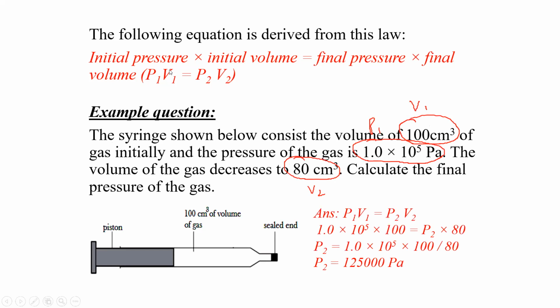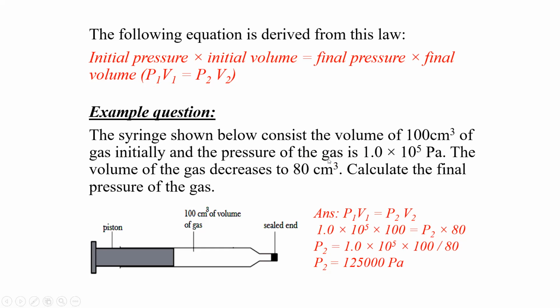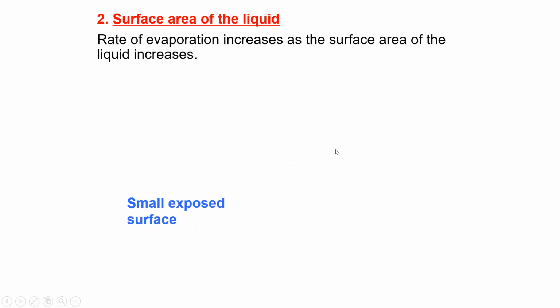So we'll use the formula P1 V1 equals P2 V2. So P1 is 1 exponent 5, V1 is 100, P2 we don't know, and V2 is 80. This 80 is multiplied on one side, on the other side it will be divided, and our final answer will be 125,000 Pascal. Is this example question clear? You just have to sort out the initial pressure and initial volume to work out the pressure exerted by the gas.